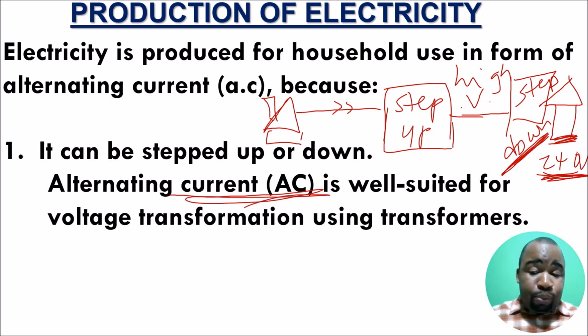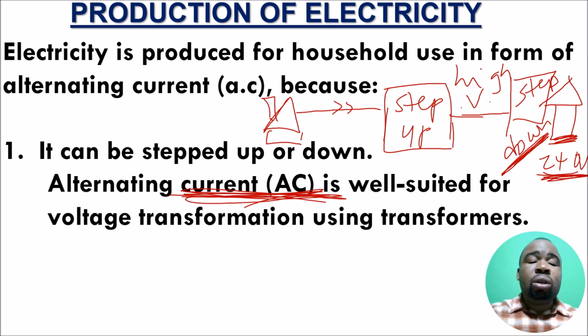Why? I'll explain this when I'm explaining how a transformer operates. When we come to electromagnetism, and I'll talk about how a transformer operates, you will see why we can step up or down, we can alter AC, but not DC.